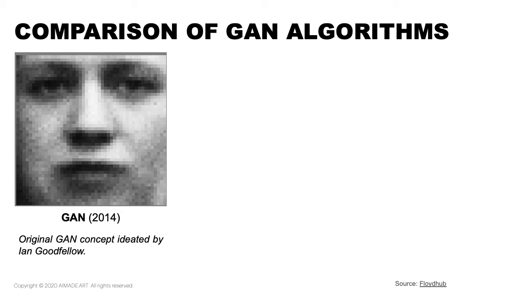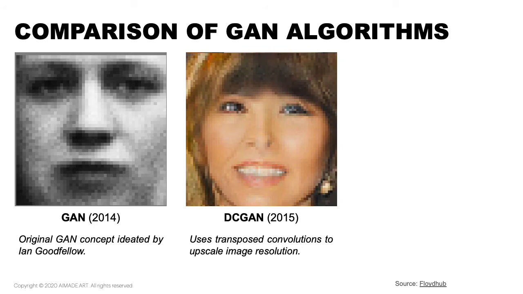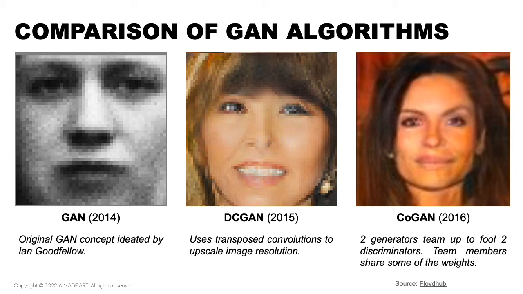Since the original paper was published in 2014 by Ian Goodfellow, many others have followed, and it's quite interesting to see the progress in the state of the art, and very especially the improvement in the perceived quality when they are used for generating human faces. That is one of the common use cases for research. One year later, this paper, DCGAN, was published. It became quite popular. It was using transposed convolutions to upscale the image resolution. And in 2016, CoGAN was published as well. It was using two teams of two generators and two discriminators that were sharing the model weights between them.